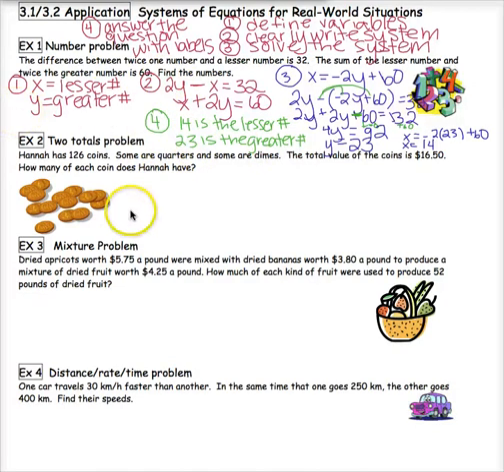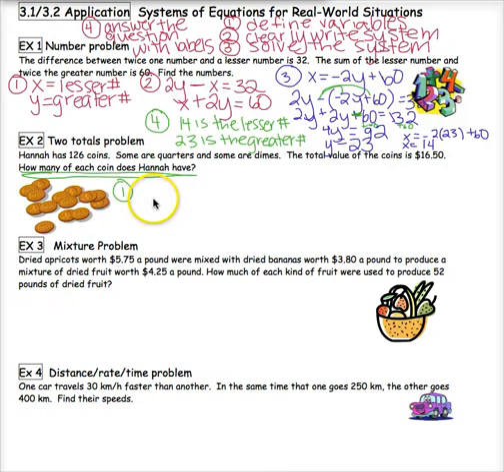All right, let's look at a different type of problem now, and one that is real world situation, not just words. Hannah has 126 coins. Some are quarters and some are dimes. The total value of the coins is $16.50. How many of each coin does Hannah have? Again, the first read through, the only thing I focus on is what am I looking for? Because that defines my variables. So, step 1, how many of each coin?